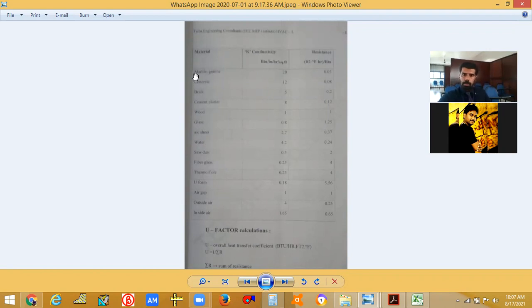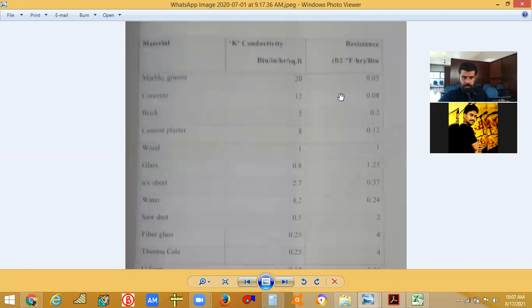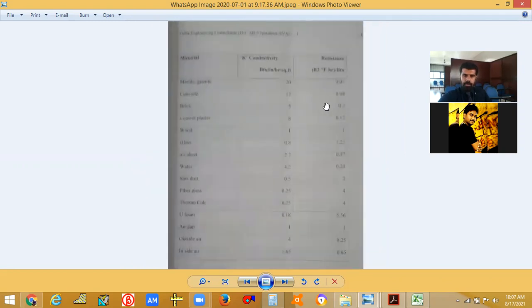Sometimes we may use marble or granite. Its conductivity is 20, and its unit is given as BTU per inch per HR per square feet. Its resistance is also given, and its unit is also already given. So for marble, the thermal conductivity K is 20 and its resistance is 0.05. We need either of these values to find out the U factor.